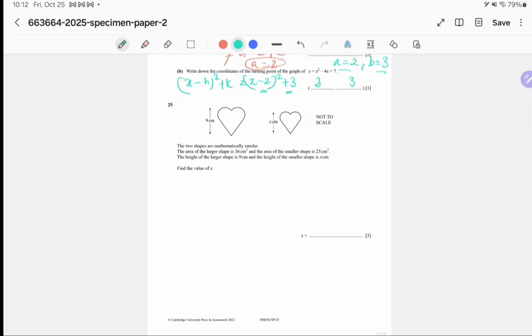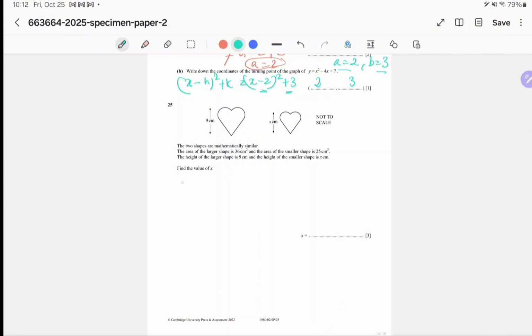Okay, 25th question. The areas of the two shapes are mathematically similar. The area of the larger shape is 36 centimeter square and the area of the smaller shape is 25 centimeter square. The larger shape has height 9 centimeters and the smaller one is x centimeters. Find the value of x.